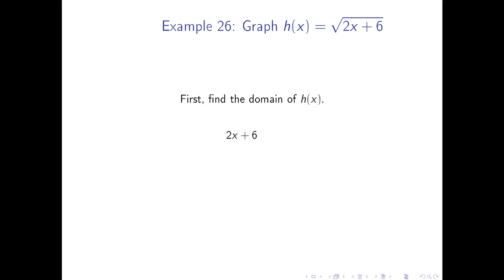Well, I have 2x plus 6 is bigger than or equal to 0. So I move that over, and x is bigger than or equal to -3. It's okay that it's bigger than or equal to a negative number. It's just the way it turns out in this particular case. So I'm allowed any x value that's bigger than or equal to -3.